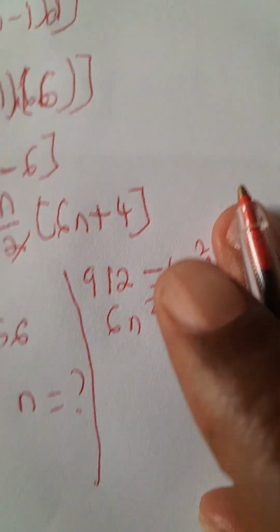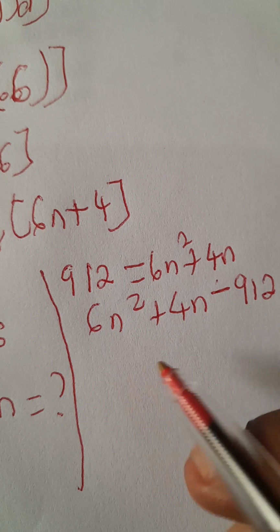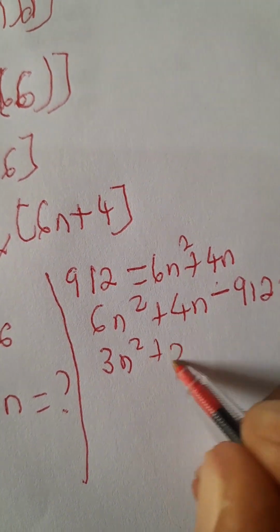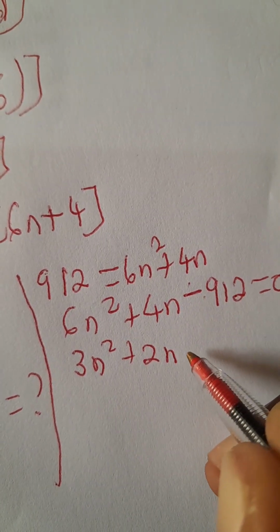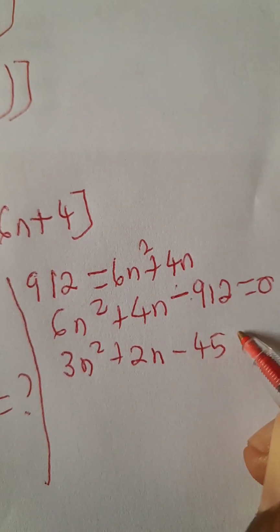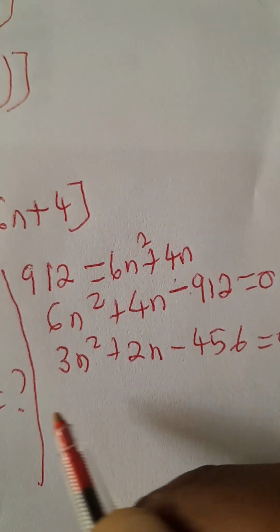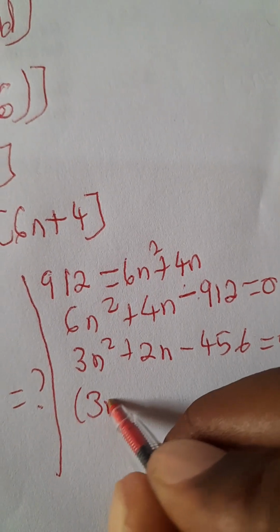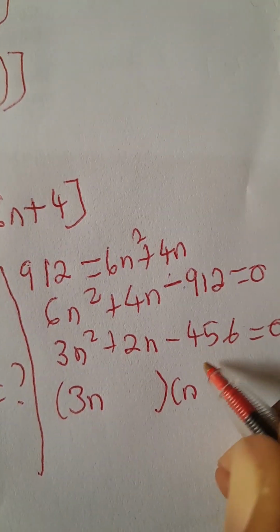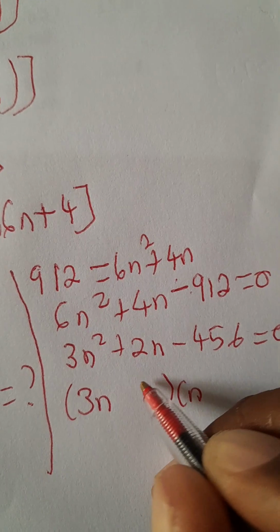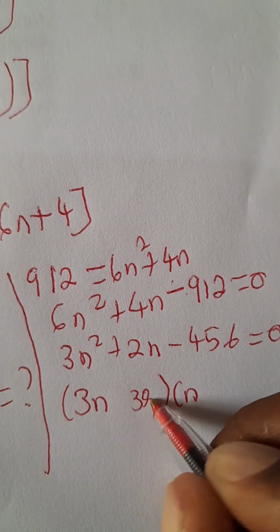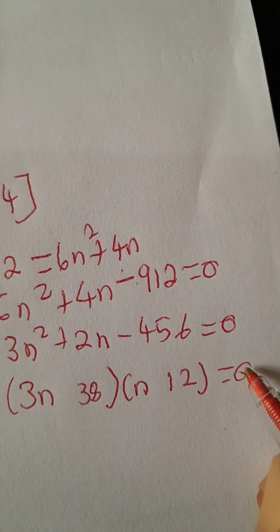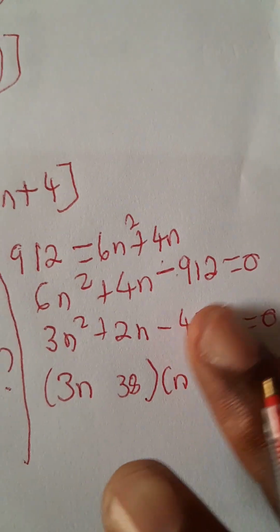To make life easier here, we could divide both sides by 2. 2 goes into 6 three times, into 4 two times, and into 912 456 times. From here, we can factorize. The factors of 3n squared are 3n and n. The factors of 456 are 38 and 12. Or you could use the quadratic formula if you're struggling with factorization.